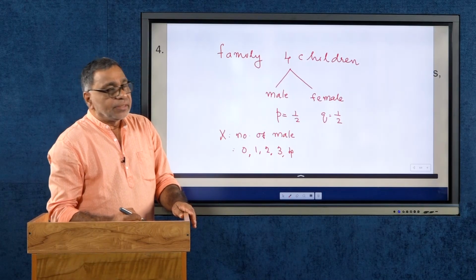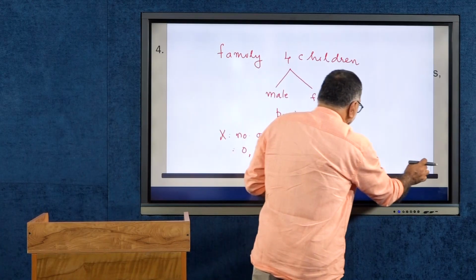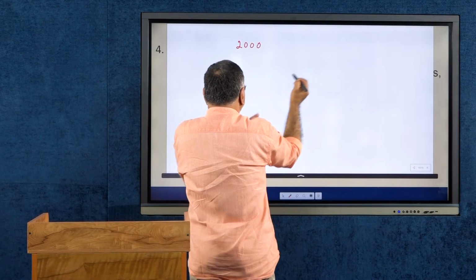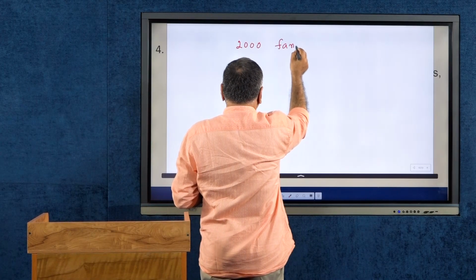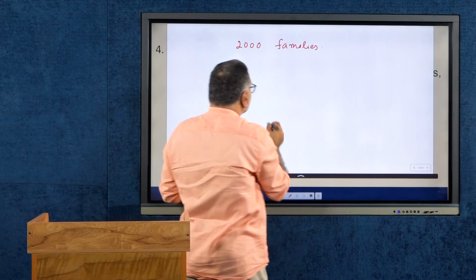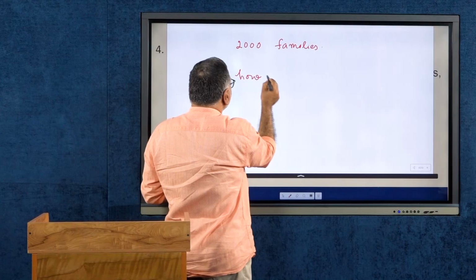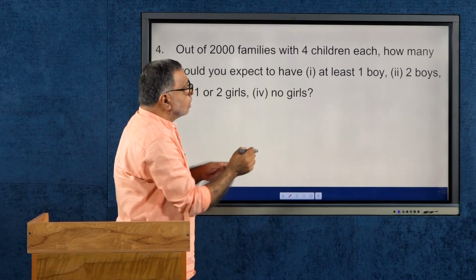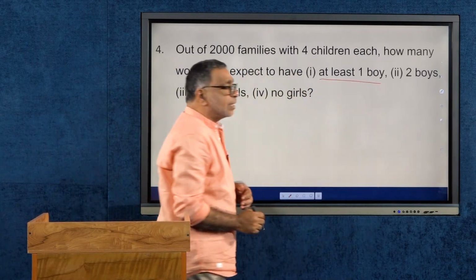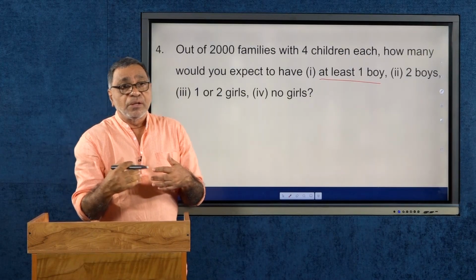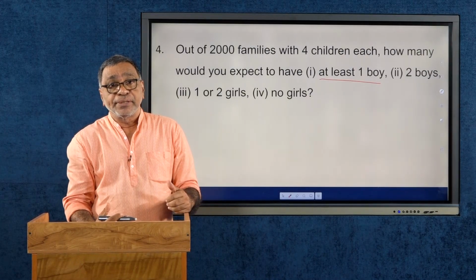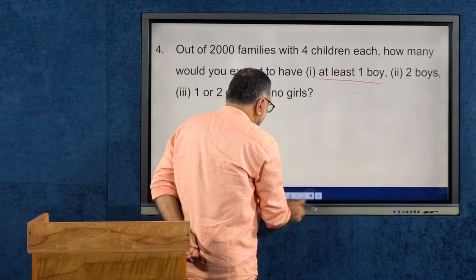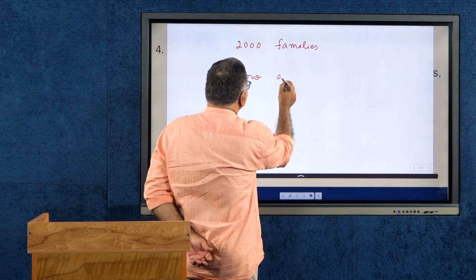So if it is so, the question is actually, out of such families, families with 4 children, suppose we have 2000, how many of these have at least one boy? The question is about at least one boy. How many of the 2000 families have at least one boy? How do you find this? How do you find the value? At least one boy.